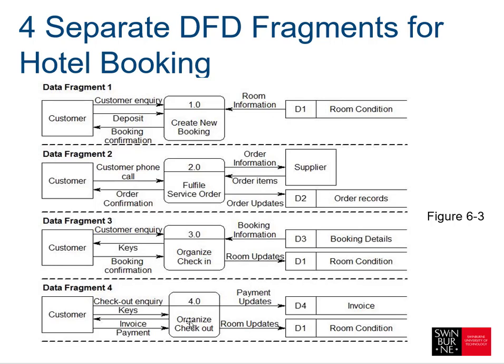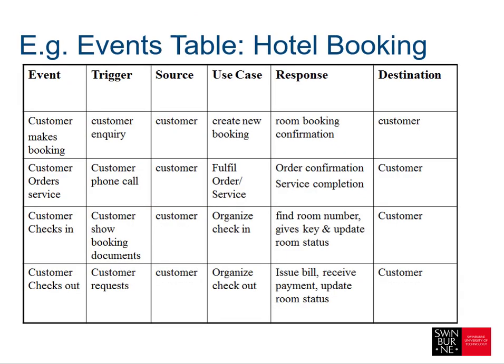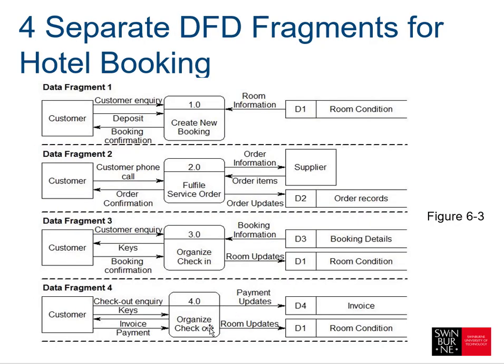And then the final one is the fourth one, organizing the checkout. Then the customer wants to check out from the hotel. So this is the process. We have a use case, and these are the responses. So issuing the bill, receive the payment, update the room status. So organized checkout process, right?